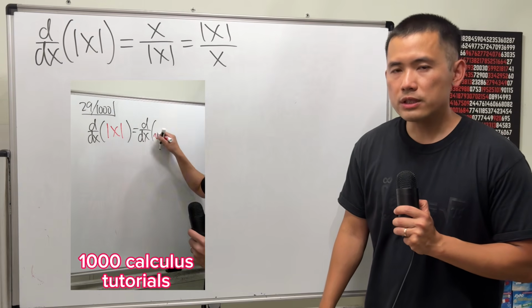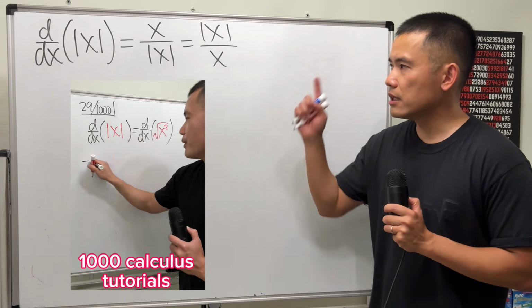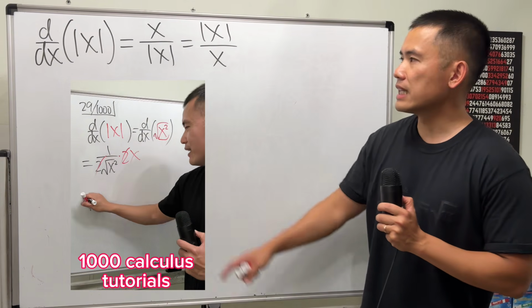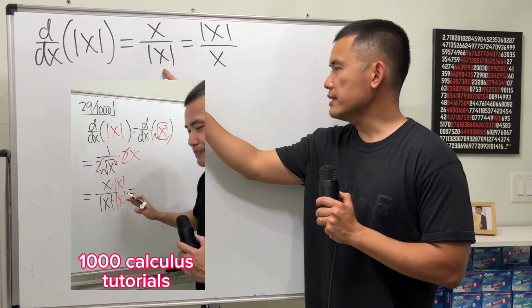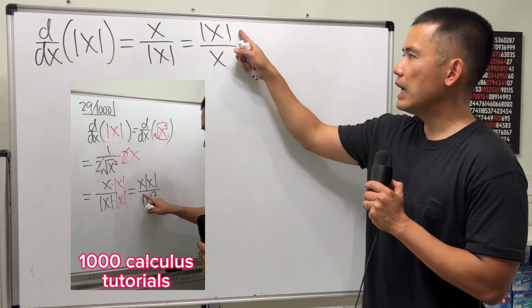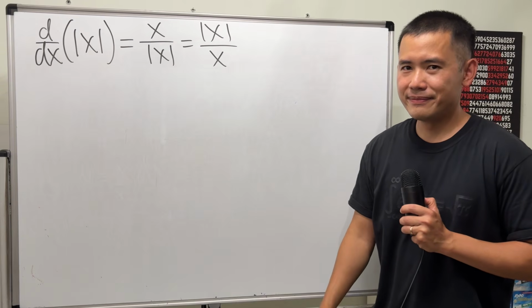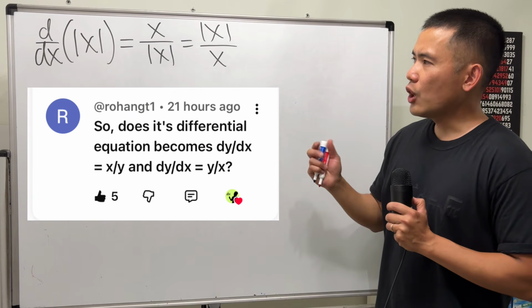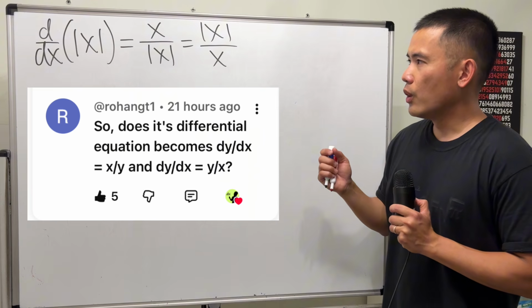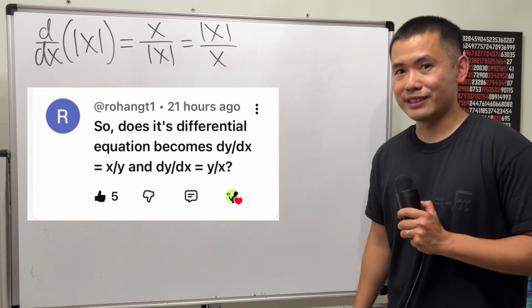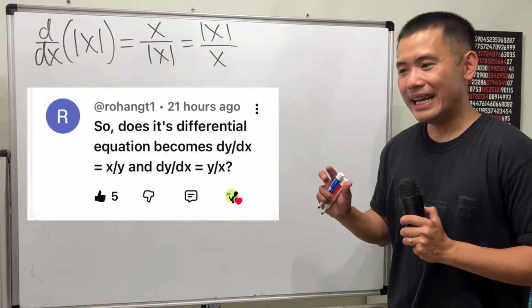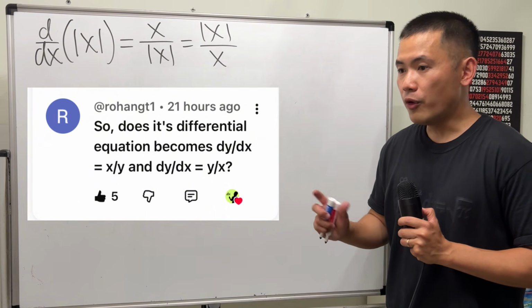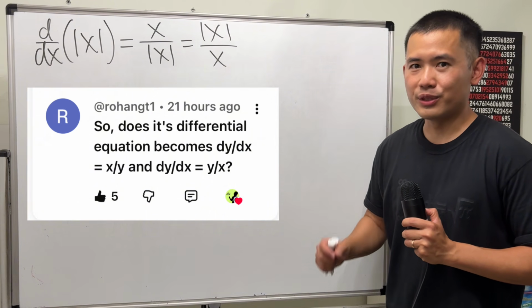In one of my YouTube shorts, I showed you guys how to differentiate the absolute value of x, and we got x over absolute value of x, and that's actually the same as absolute value of x over x. And in that video, I got this awesome question. So, it's a differential equation, x over y or y over x. Very cool. The quick answer for that is both of them could work. It depends on the initial condition.